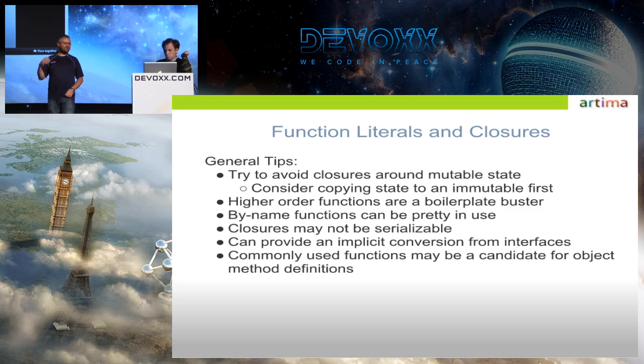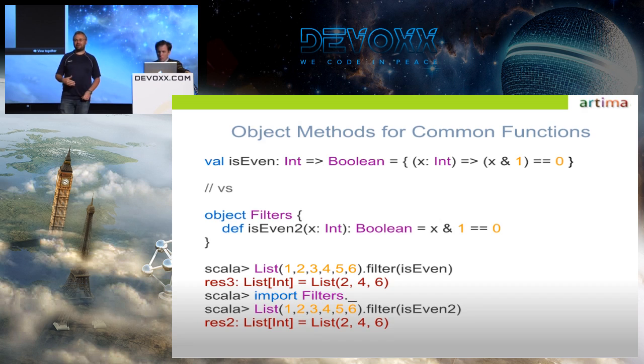By-name functions: if you've not used a by-name function, it's basically a parameterless function that you can drop the parens on, so it looks really pretty in the code. They can be really good. The downside is if you overuse them, you end up massively slowing the compiler down because everything becomes a separate class, and it is a real problem in terms of performance. So use them when they make sense and when you need them. Don't overuse them.